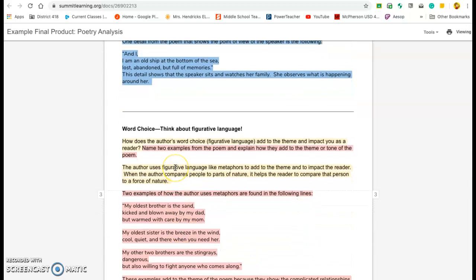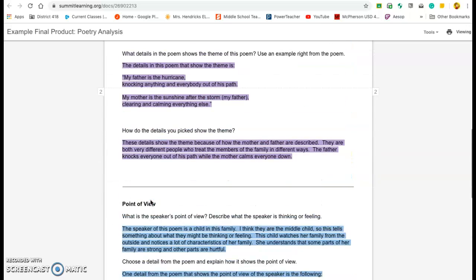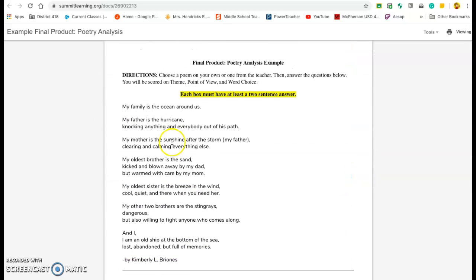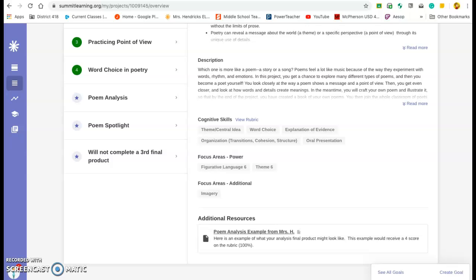And then down here in your word choice, you have 2 questions it's asking you. So I have the answer to my yellow highlighted question in yellow, and the pink question in pink. So please pay really careful attention. Remember, this is a final product, so you want to do your very best work on this and not try to rush through. But there's an example from me.